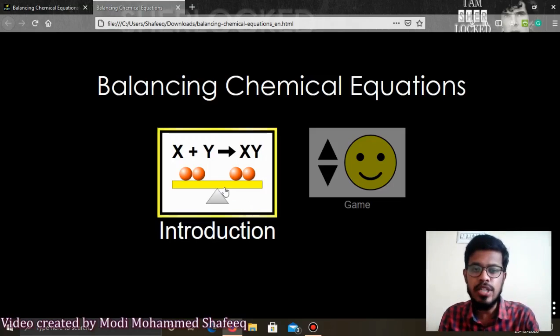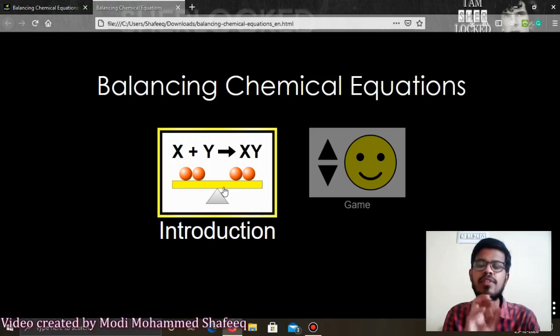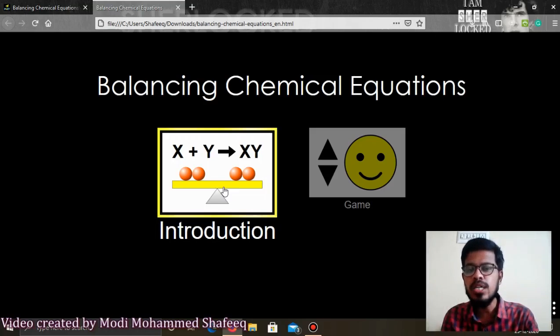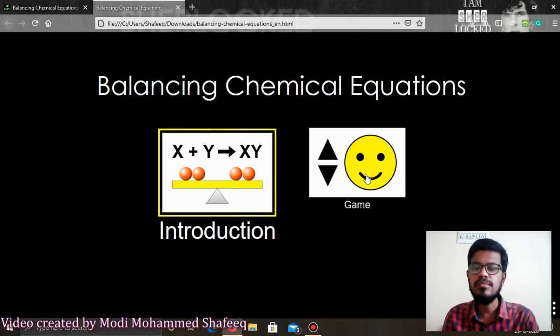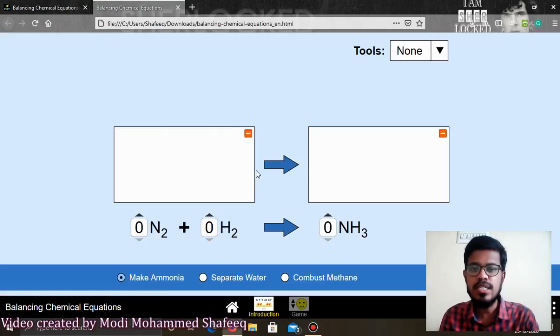Now you just click on the introduction part. This will show only one example, and after understanding how it works, you can go for a game. There you can see more exercises and understand more about it. So just click on this. Now you can see there is an equation given: N2 plus H2 gives NH3. Now you need to balance these equations.